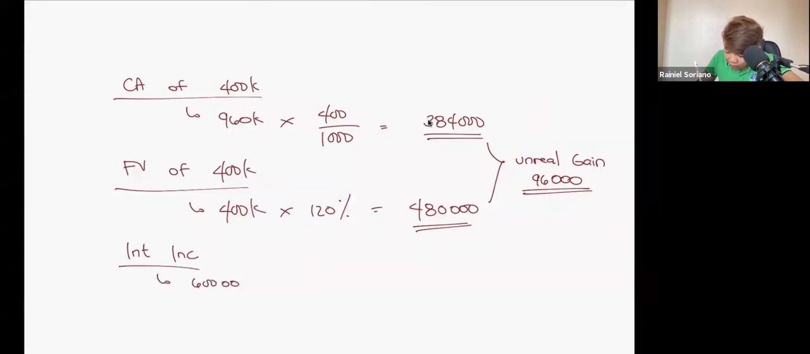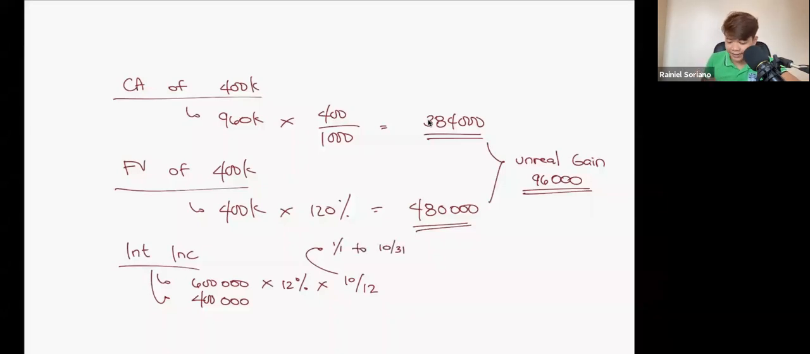Okay? Alternatively, in computing the interest income, you can also segregate, no, the 1 million face amount bonds into 2. 600 and 400. The 600 will be multiplied by 12% and then will be multiplied further by 10 over 12. Sir, why 10 over 12? Because this bond, which is 600,000, is only outstanding from January 1 to October 31. So 10 months lang siya mag-earning interest.